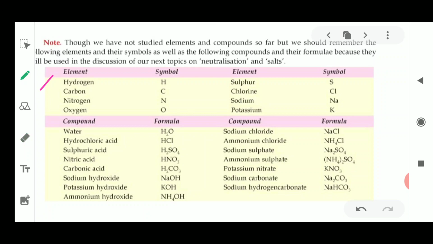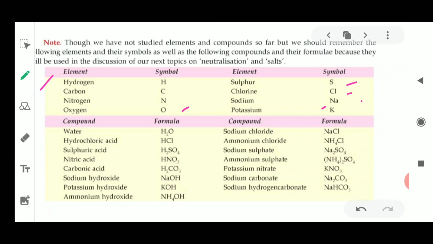The symbol for hydrogen is H, capital H. The symbol for carbon is C, capital C. Nitrogen is capital N, oxygen is capital O. Then sulfur is capital S, chlorine is capital C, small l. Then sodium is Na, capital N, small a. Then potassium is K, that is capital K.